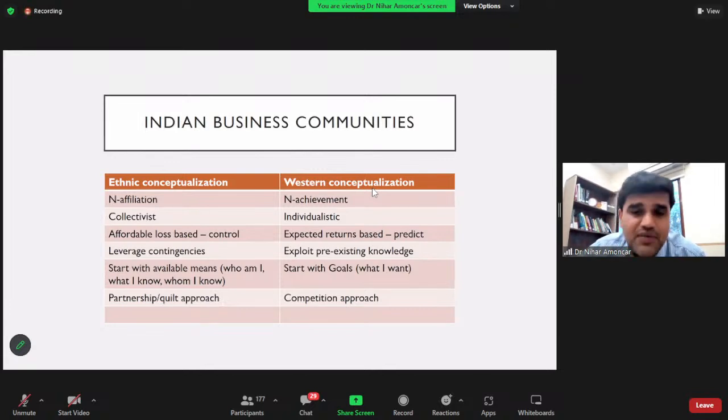Now, the opposite way of doing that is what we observed in Indian businesses. When I was studying Indian businesses, we saw that they don't start with goals. They start with their available means. And their available means are: who am I, what do I know, and whom do I know. So they will try to use their available means to do whatever is possible at that particular time. That would be your starting point, whatever is available to you. Can I maximize it to achieve something?